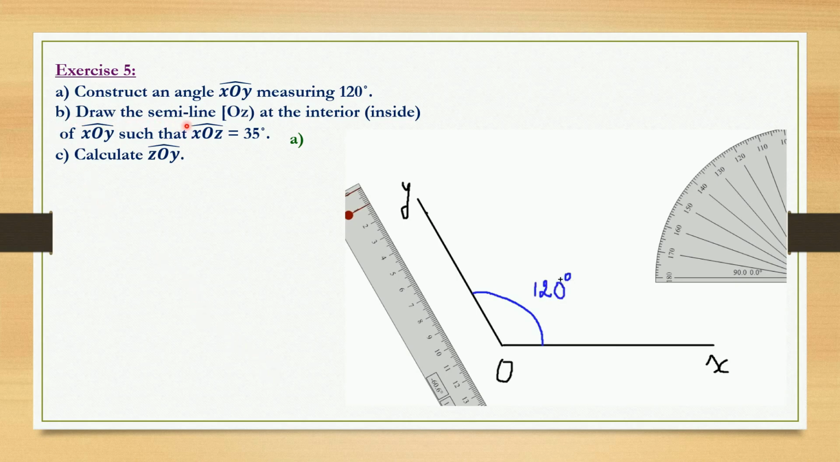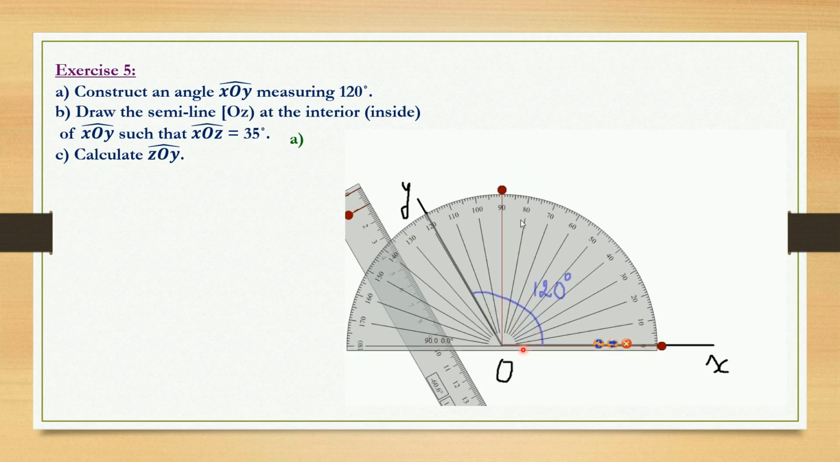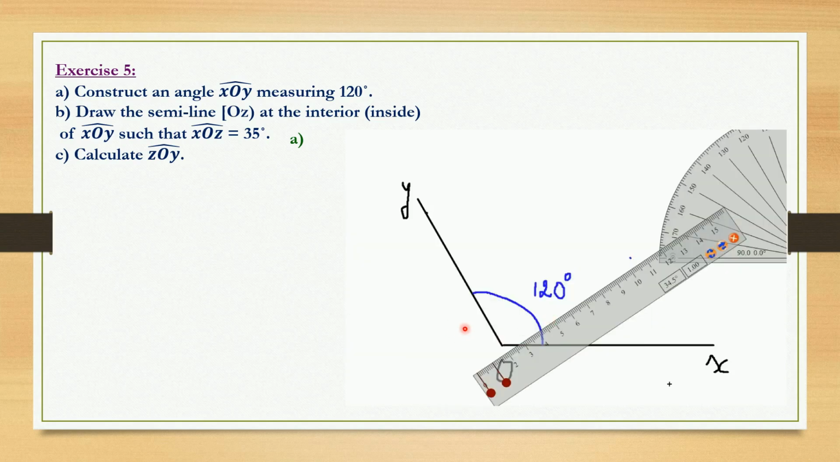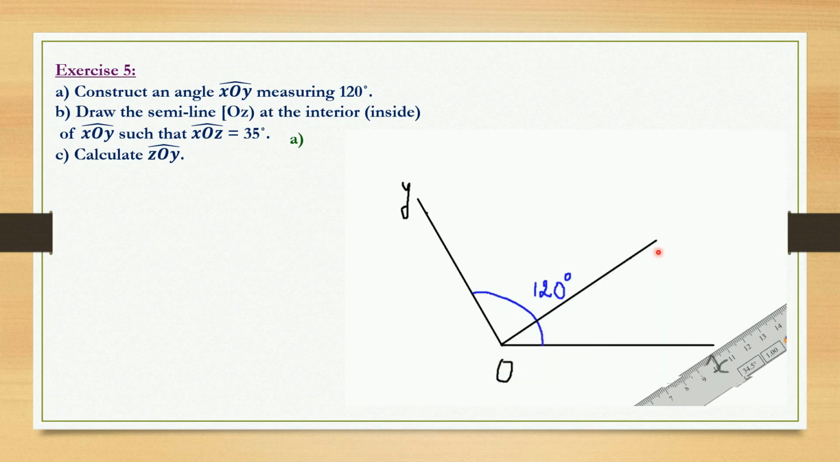Question B, draw the semiline OZ at the interior of XOY, somewhere here, such that XOZ equals 35 degrees. If you notice, XOZ has OX as one of its sides, not OY. I put the 0 on OX. I count from 0 till 35 degrees, where I put a point. Then using my ruler, I draw the second side and I name it OZ. Don't forget to write the name. Then I write the measure of XOZ, which is 35 degrees.